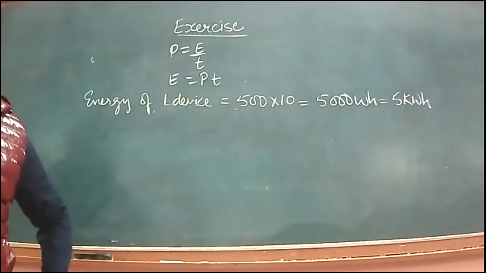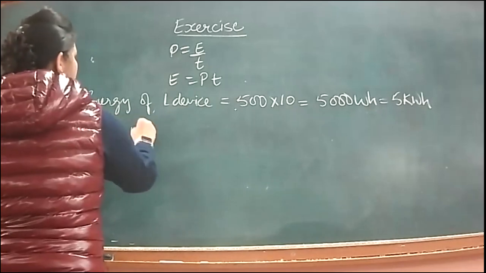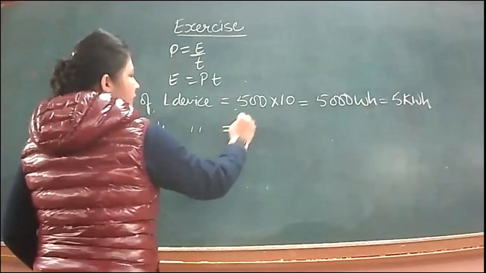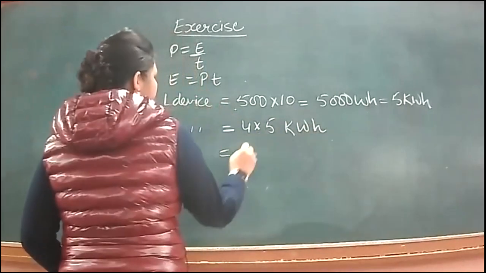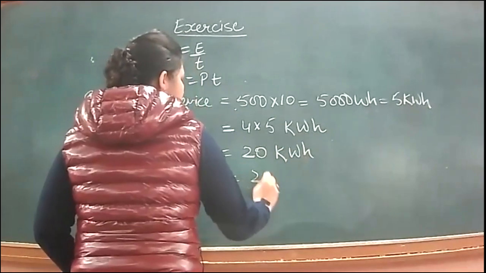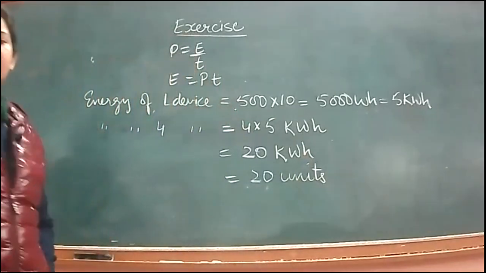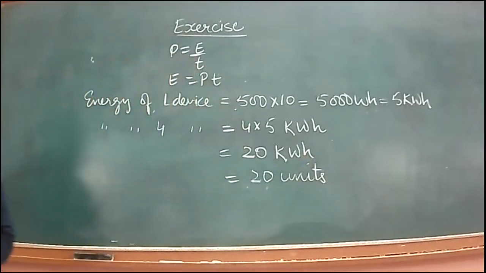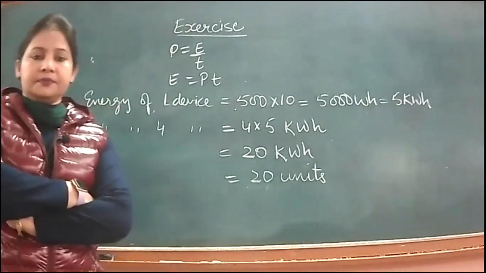1000 watt hour is one kilowatt hour. Again, if we write 5 kilowatt hour as the energy of one device, then the energy of four such devices will be 4 multiplied by 5 kilowatt hour. That is 20 kilowatt hour or 20 units. So 20 units of electrical energy are consumed here.